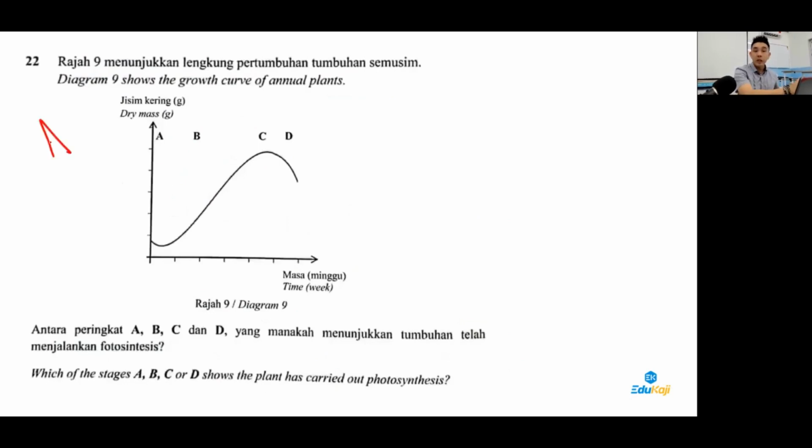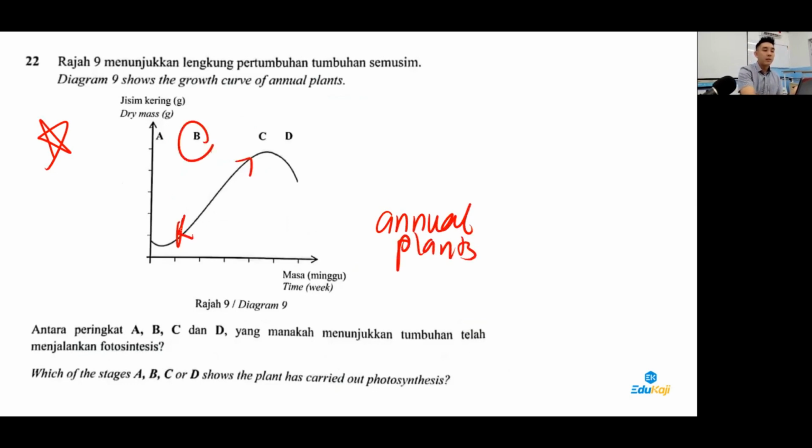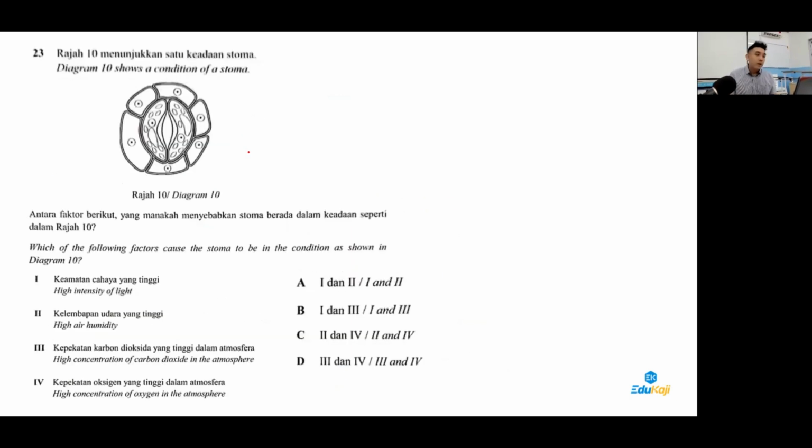This is a good question. This is for annual plants. They undergo photosynthesis here. That's why the mass increases. 22 B.